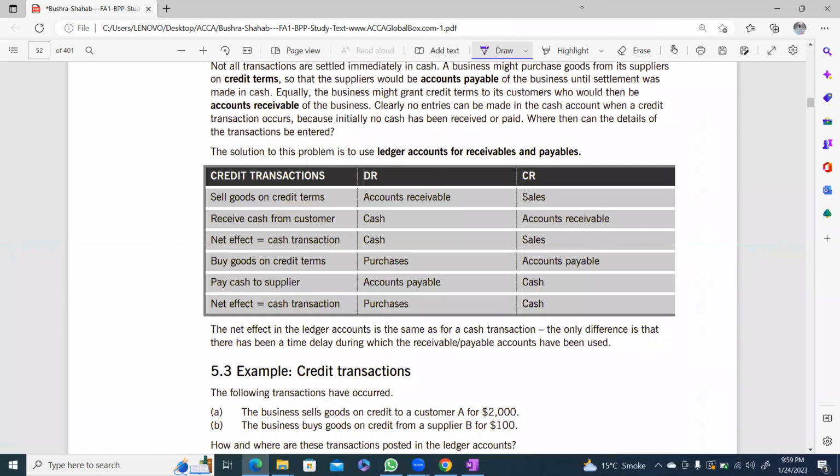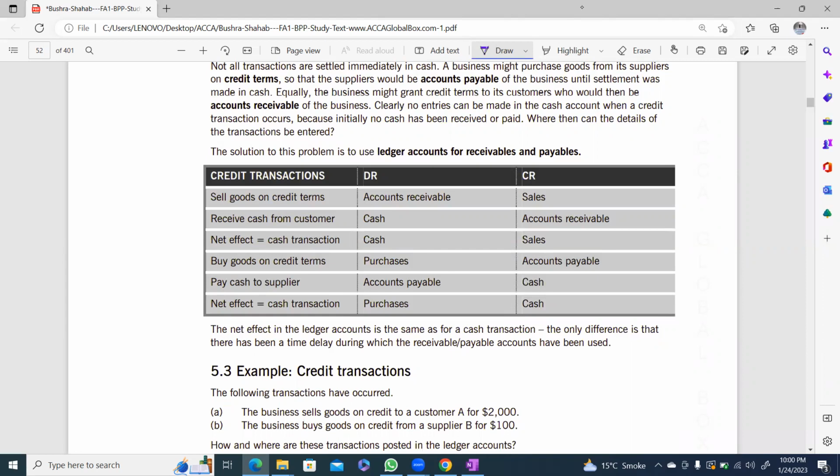Now, go through this table. You know these entries, but still just go through it. Miss, can you explain me the third one?